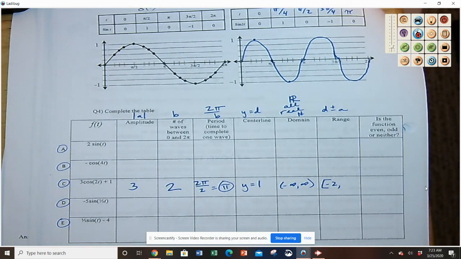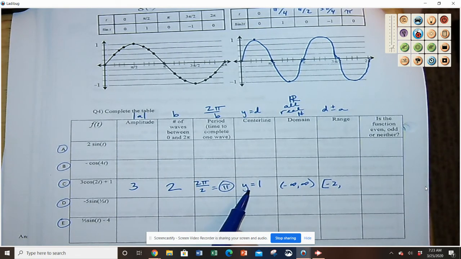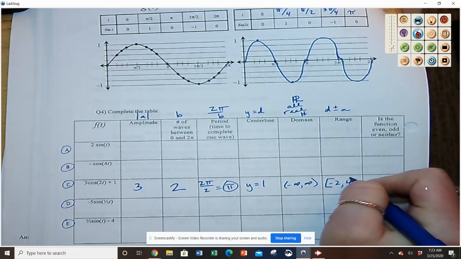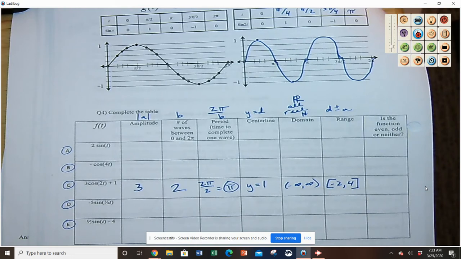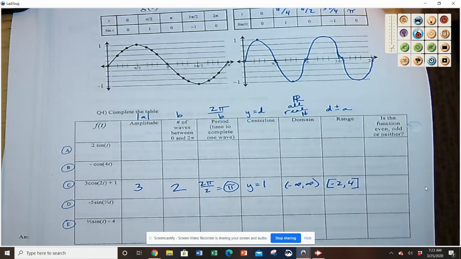And then you're going to do the d plus a. So 1 plus 3, get your maximum value of 4 inclusive. All right, those columns aren't too bad. This column over here, the even, odd, or neither, is extremely challenging. It's kind of a gotcha.